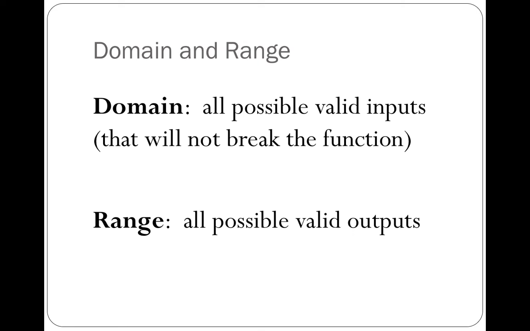And the range is all of the possible valid outputs. So a toaster can only produce toast, can't produce clean clothes. Same with a washing machine. The range of the washing machine would be clean clothes. Bread is not going to be part of the range of the washing machine.